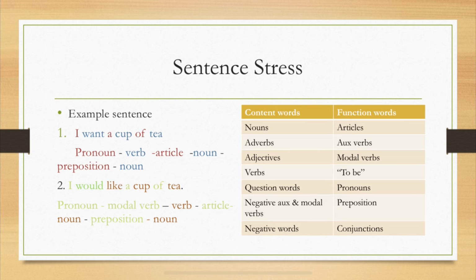1 and 2 and 3 and 4. I'm not saying 1 and 2 and 3 and 4. You see what I mean? Let's practice with a rhythm. 1 and a 2 and a 3 and a 4. Say it again. 1 and 2 and a 3 and a 4.